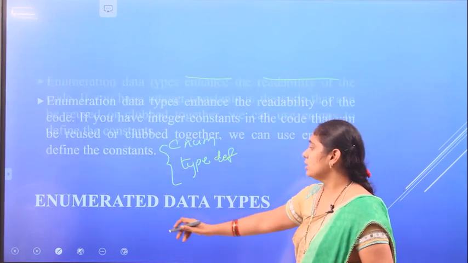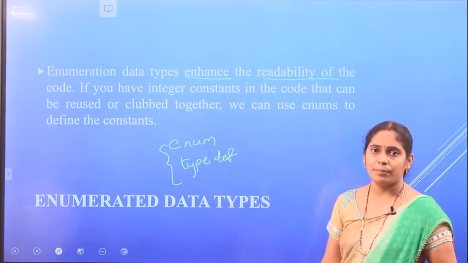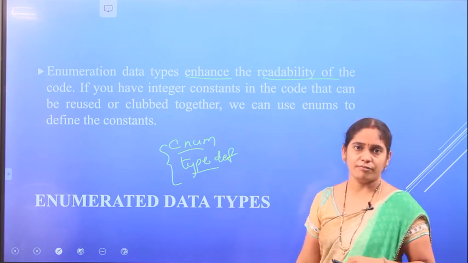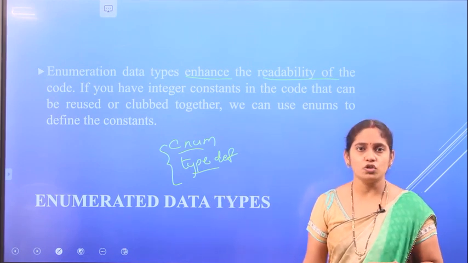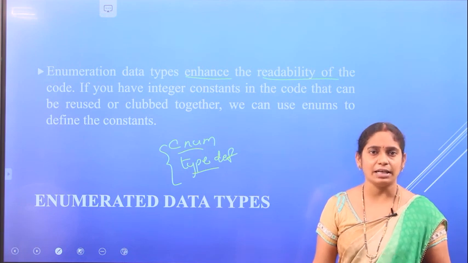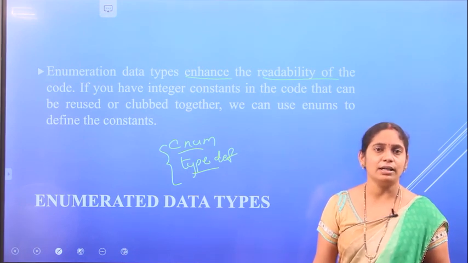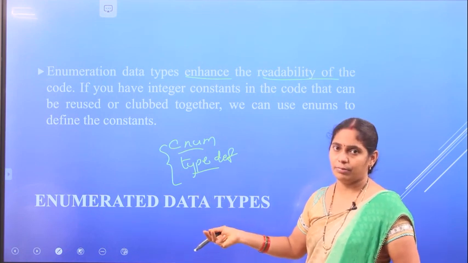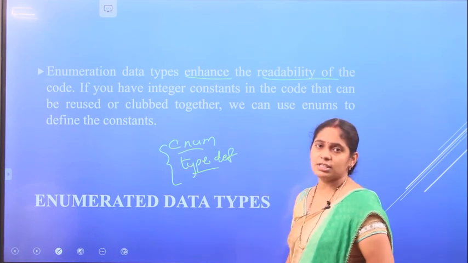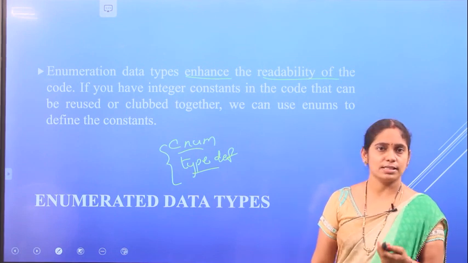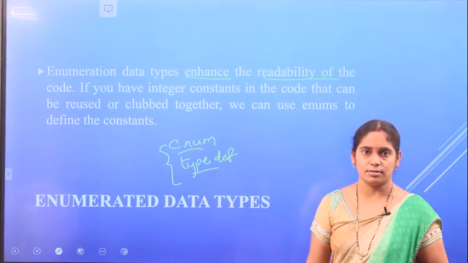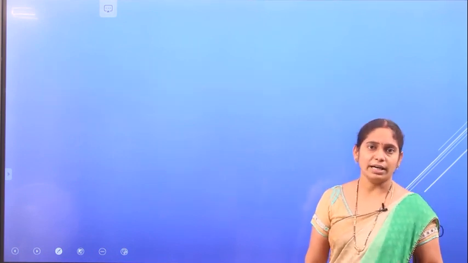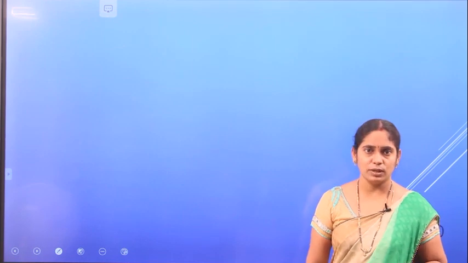Coming to the next one, the enumerated data type. In the enumerated form we have 2 types, enum and typedef. Typedef and enum are used to declare a specific data type, like we have char, float, double. Using typedef we can create a new data type. We'll discuss enumerations and typedef along with structures and unions. So this is about data types, the different forms of data types we have. All this we discussed in today's session.